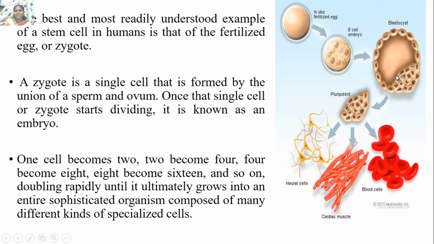So this blastocyst is the stage where the stem cells are present, where they can be made into specialized, that is specific, cell types, as depicted in the picture. They are pluripotent in nature. They can be formed into different specific kinds of cells.